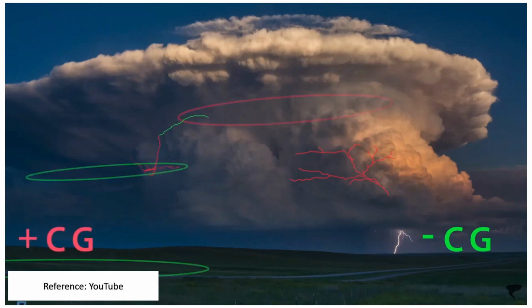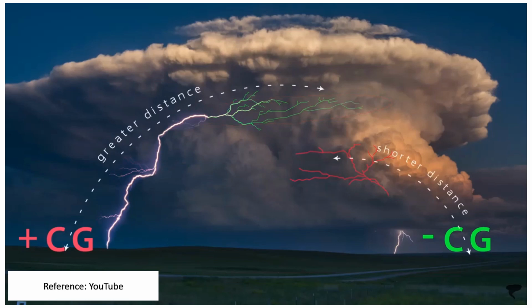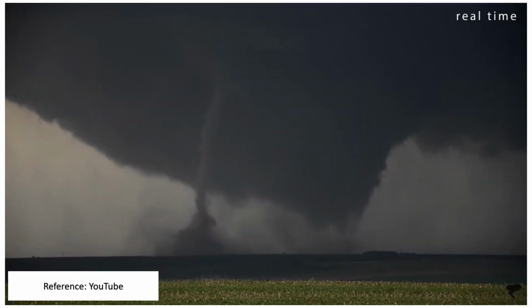Many occur in a positive pool higher in the thunderstorm and the ground. Because of the greater distance the leaders have to blaze through the resisting air, the return stroke of these positive CGs is often much hotter, brighter, and longer in duration.